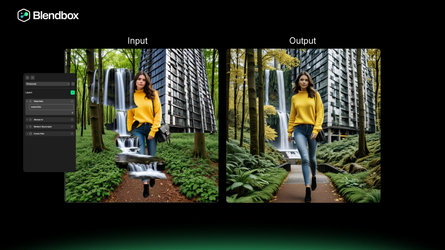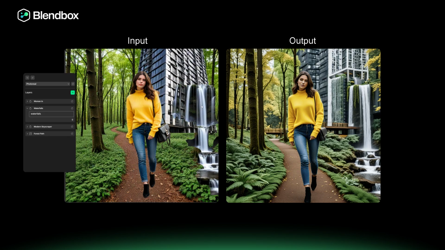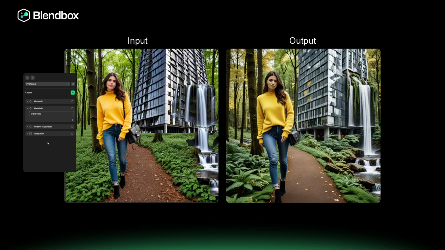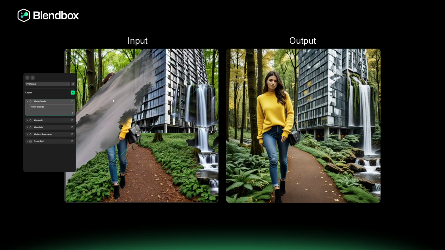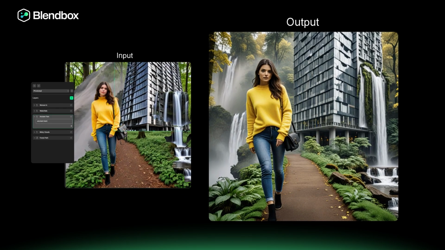Next, we'll add a waterfall to make the image more dynamic. We'll move the woman over just a little bit to better suit this scene. We can fine-tune details as much as we'd like too. We'll add foggy clouds and adjust the size and angle until it's exactly the way we want it.